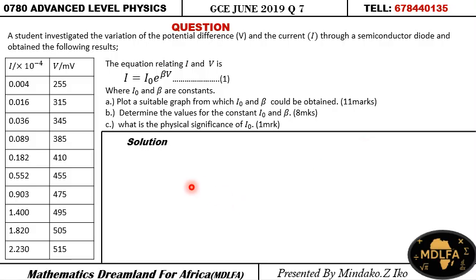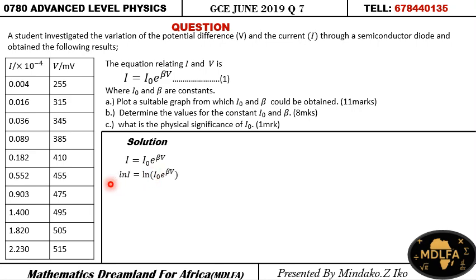All right, so let's look at the solution. This is our equation given to us: I equals I naught e power beta V. From here, it is your choice to use either log or ln, according to logarithms. Me, I decide to use ln.